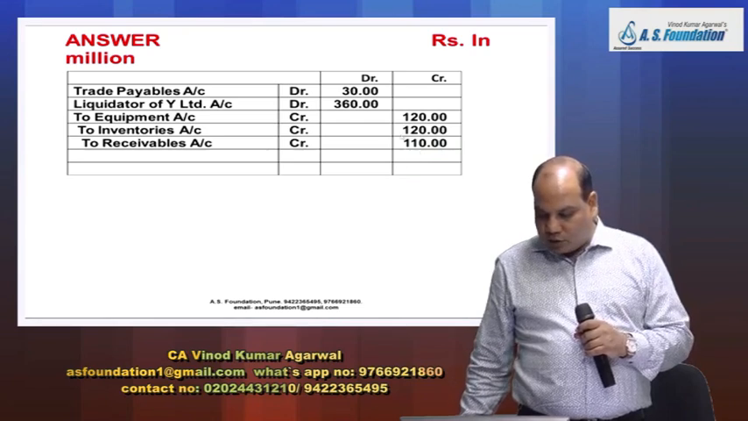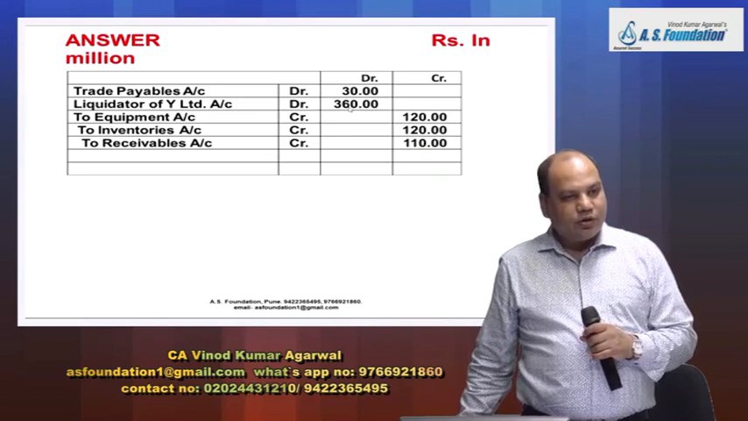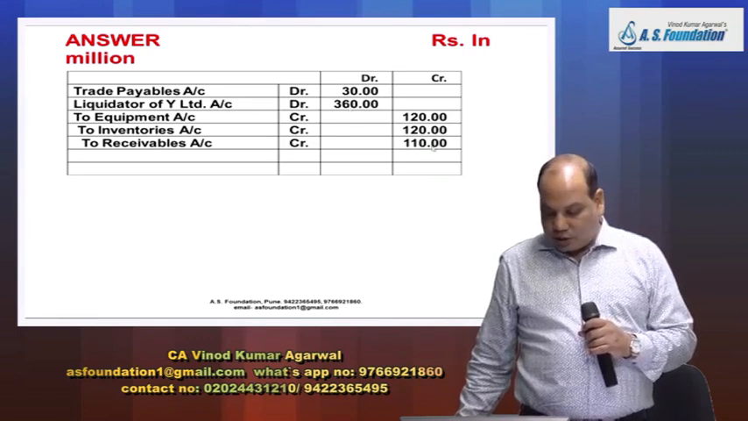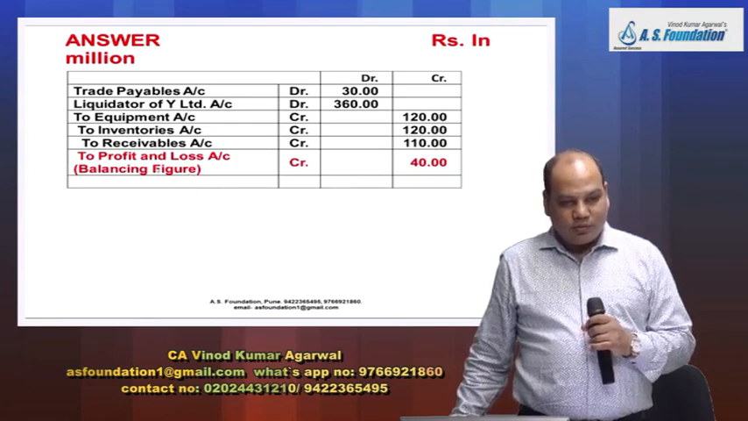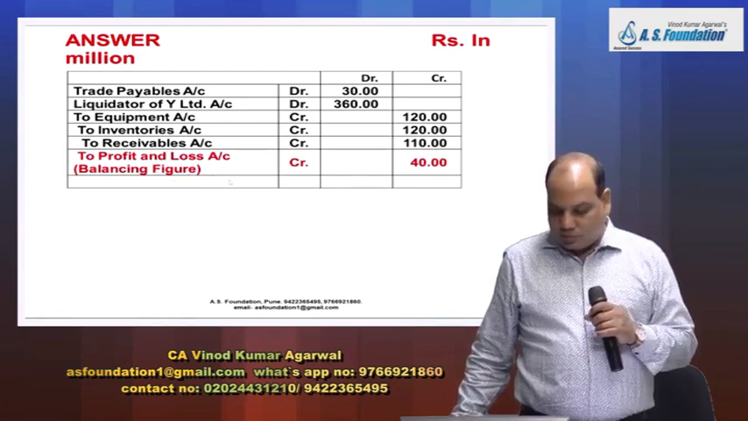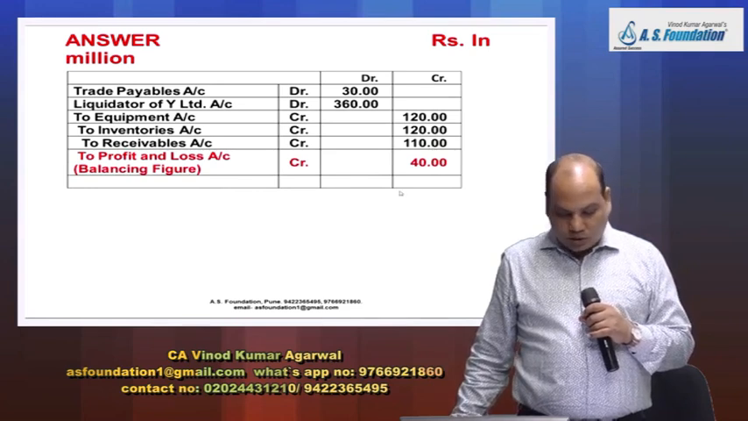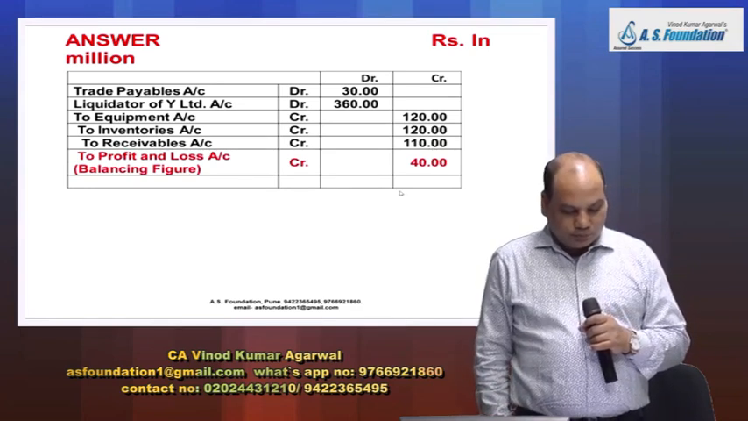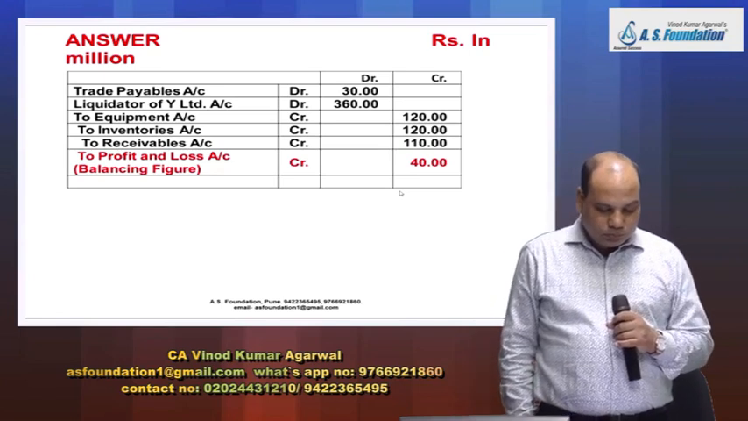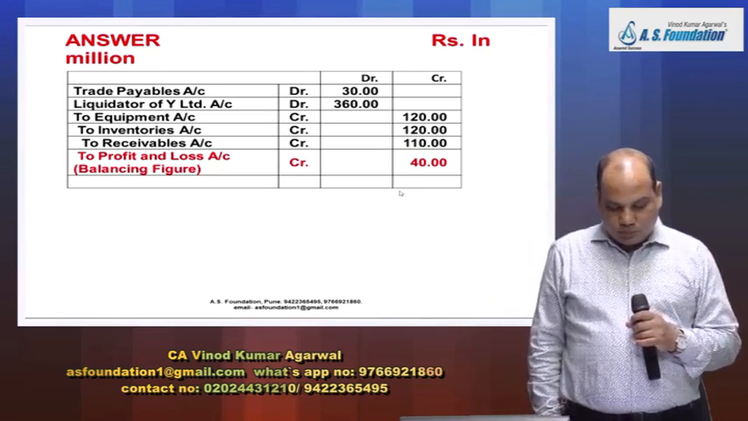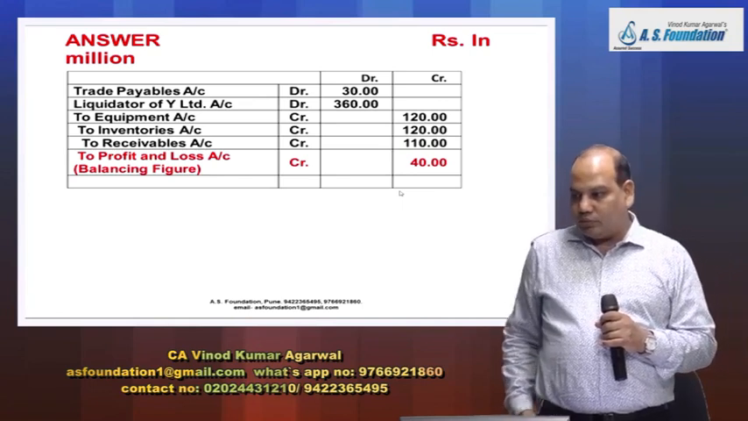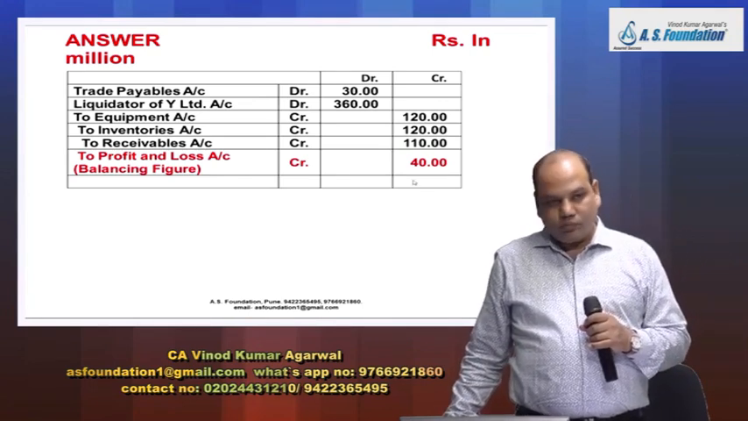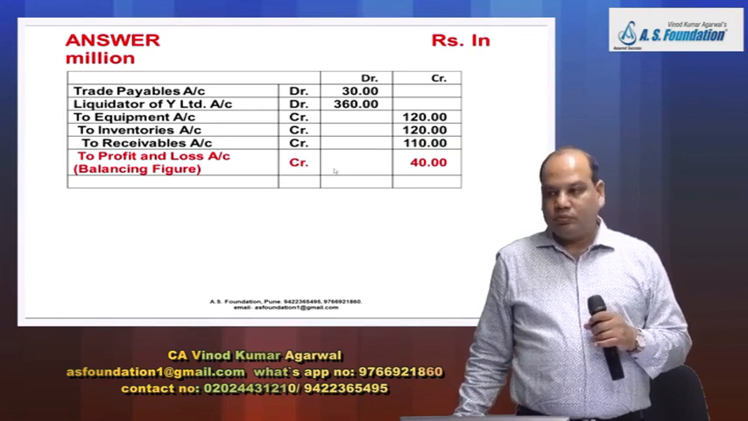So you will find these four accounts are closed. Liquidator is discharged to the extent of 360 and the difference is your gain. So that gain we will transfer to profit and loss account. Is it right? 40.